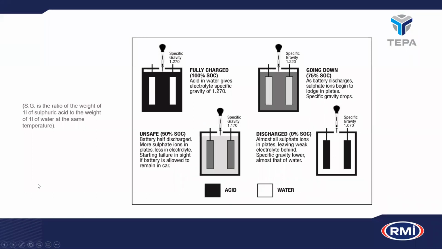So the point of this picture is really to say to you, if you test an open cell battery with a hydrometer at any point in time, it should be above 1.220. If it's below 1.220, your battery is starting to get into a bad state of discharge, and you should be taking remedial action around that.